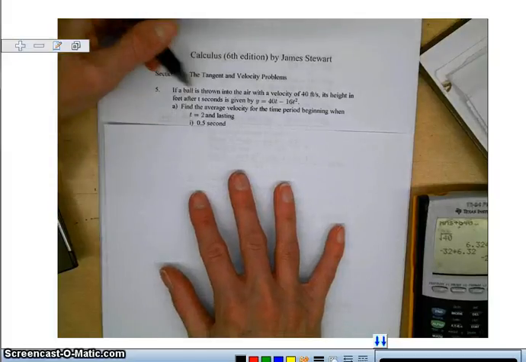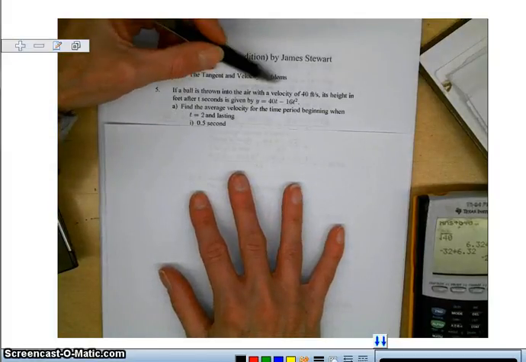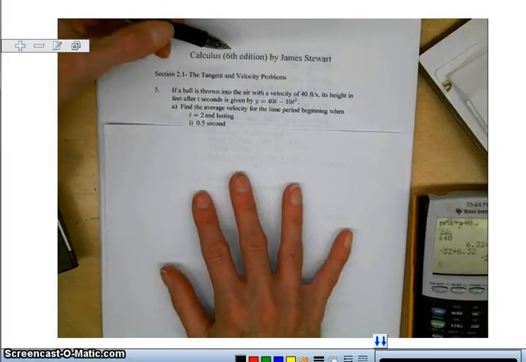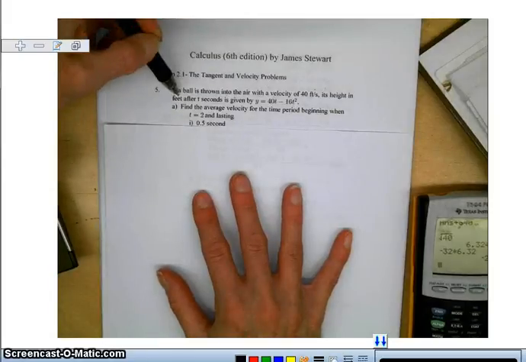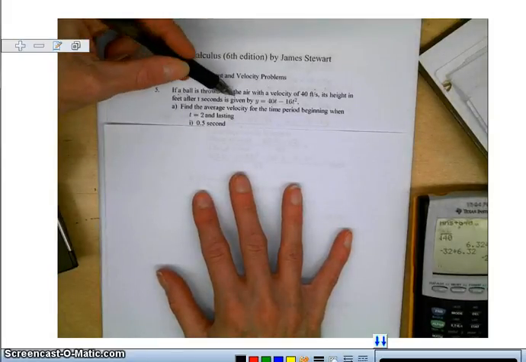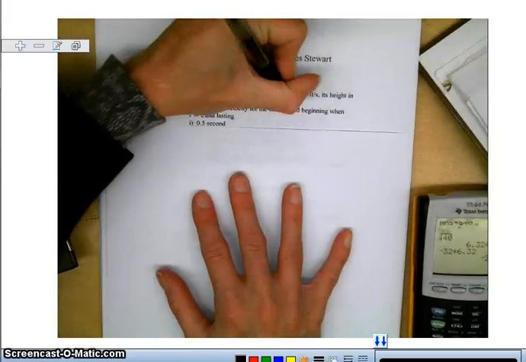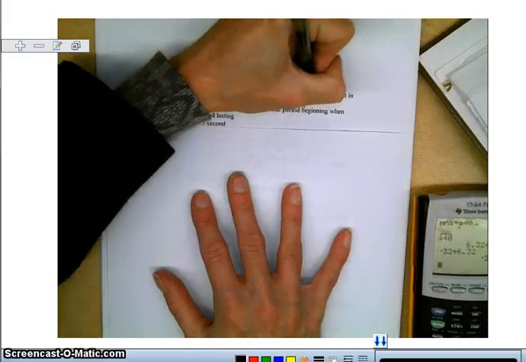We've got a ball thrown into the air with a velocity of 40 feet per second. Its height in feet after t seconds is given by this function right here. This would be the position function.